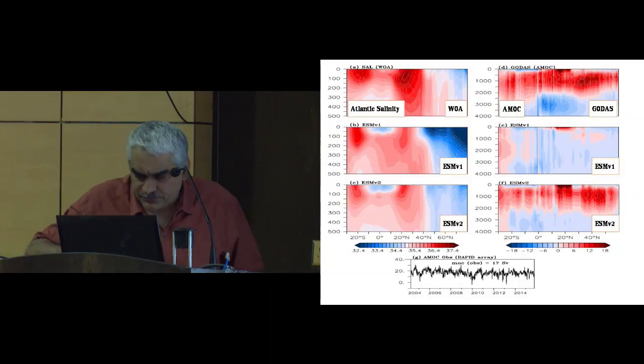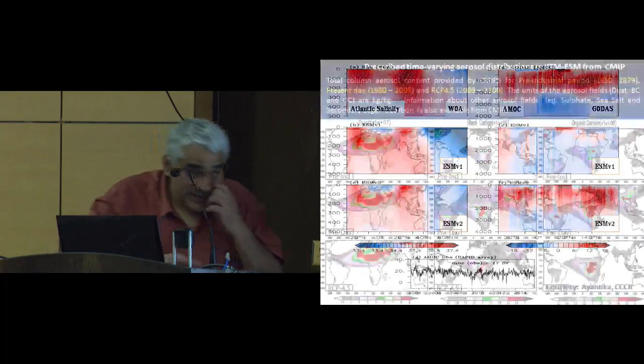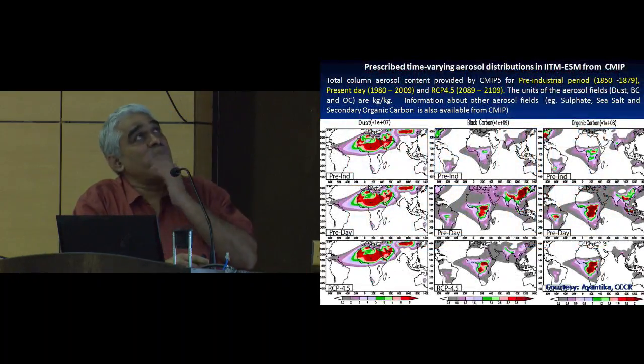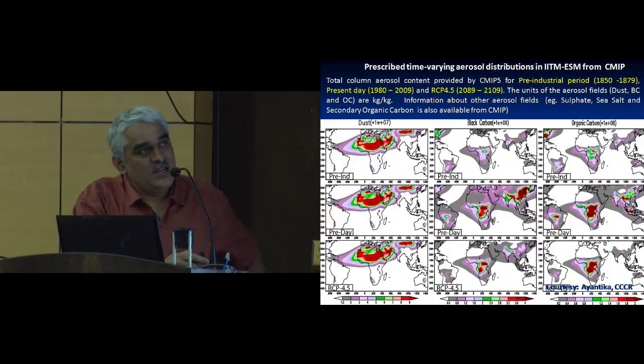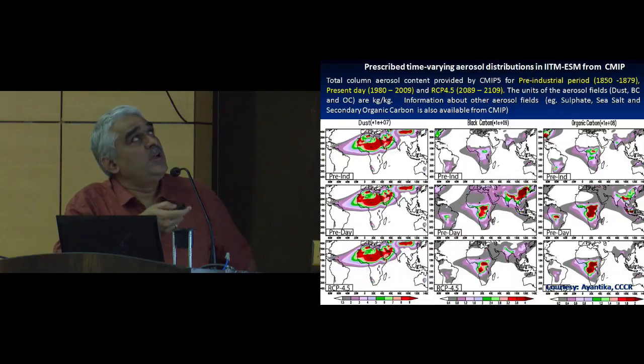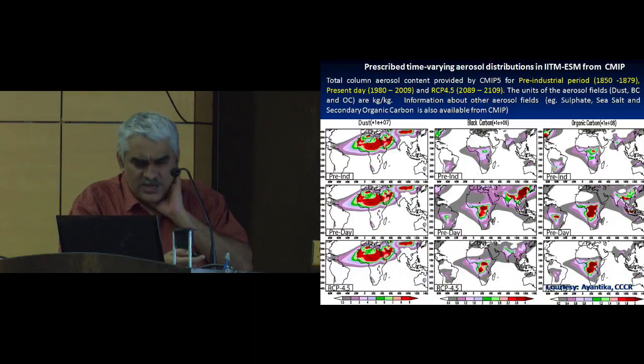And one of the other developments that happened was we tried to include the aerosols. This has taken some time because the CFS model comes with prescribed climatological aerosols. It's a single moment scheme. It interacts only with the radiation transfer code. There is no indirect effect.